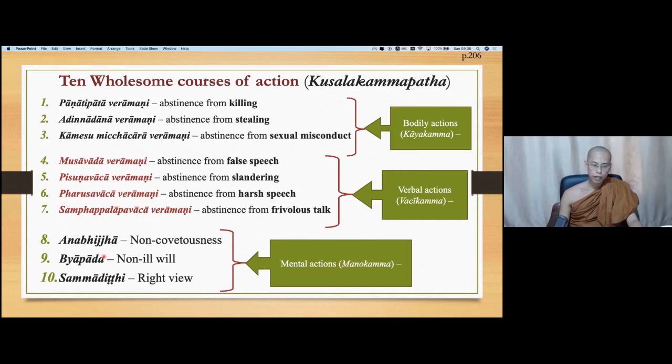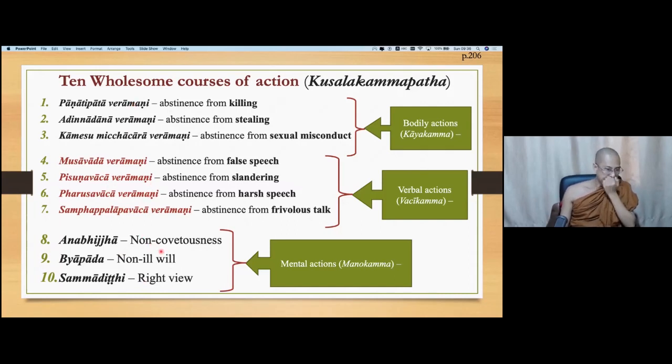Here, the last 3, Mano Kamma: in the unwholesome action it is Abhijjhā, covetousness. Here, Anabhijjhā, non-covetousness. And in unwholesome, it is Byāpāda, evil, which becomes non-evil, Abyāpāda. Here we should put A in front of the word. And the last one, Sammā Diṭṭhi, right view. So Micchā Diṭṭhi, wrong view, changes to right view, from unwholesome to wholesome.